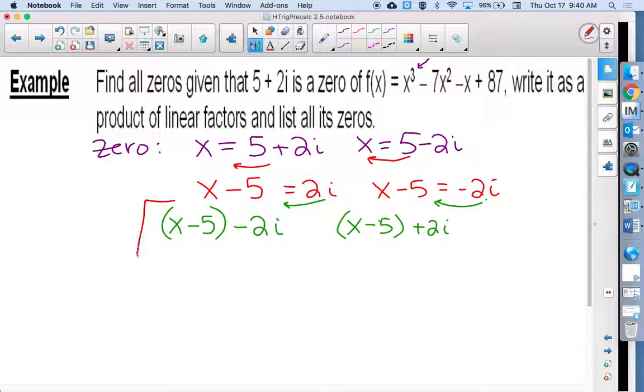We are going to multiply these guys together. I'm using brackets because I already have parentheses in there and I don't want the parentheses getting mixed up with everything else.